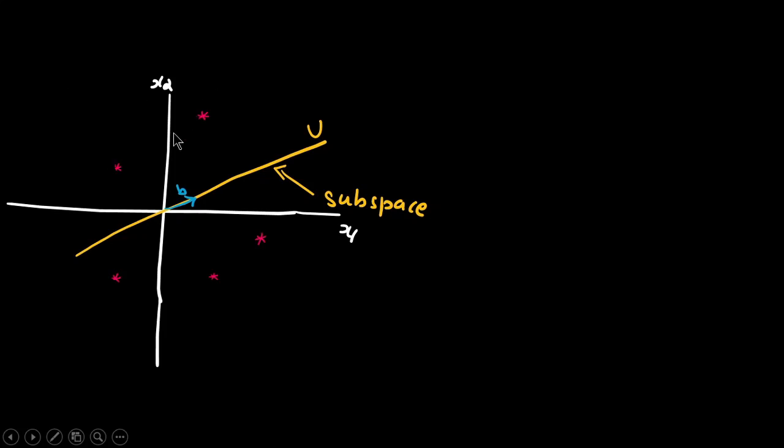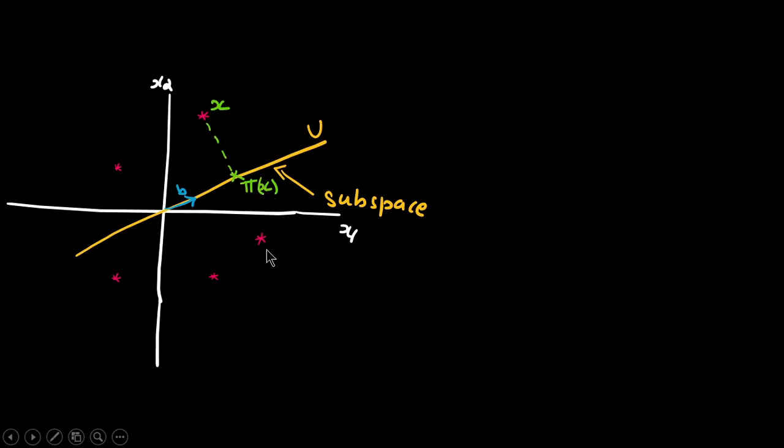Then assume some vectors. All the red ones, these are vectors. We have infinitely many vectors on this 2D plane. We take some examples, these are some of the examples. Take one of these vectors as x, and find the projection of x on this line U. The projection is represented as pi of x.